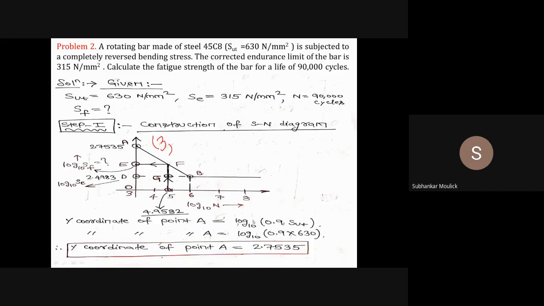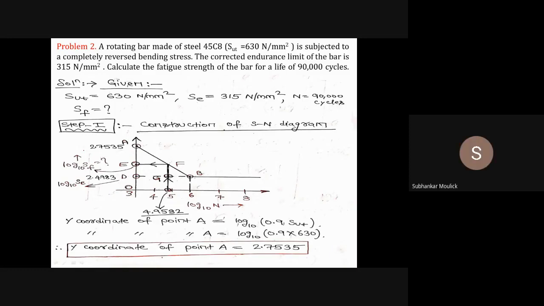So let us first find out what is log base 10 of 0.9 times SUT. That is log base 10 of 0.9 into SUT, which is 630. If you solve this expression in your calculator, you will get the ordinate value as 2.7535. That means the coordinate value of point A is done. That is, the y coordinate is 2.7535. Is it clear to all of you? Any doubts so far? No, sir.